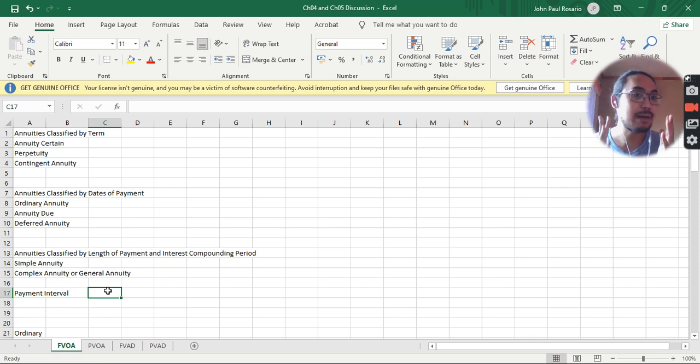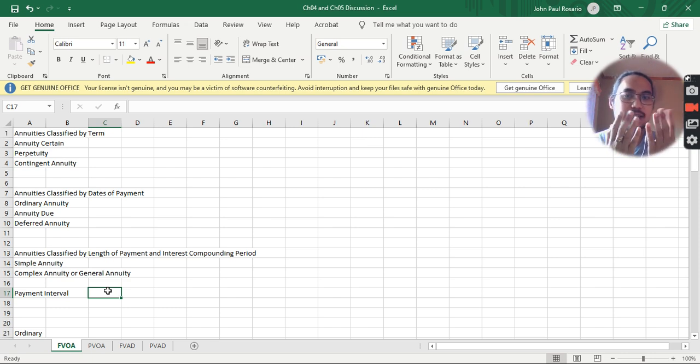Okay? When we say complex annuity or general annuity, one example would be the payment occurs monthly, but interest is compounded quarterly or semi-annually. Other cases would be payment occurs every 6 months, but your interest is compounded quarterly. So, instances, guys, where the payment interval is longer than the compounding period: the payment interval is 6 months, you only pay every 6 months, and then the interest is computed quarterly.